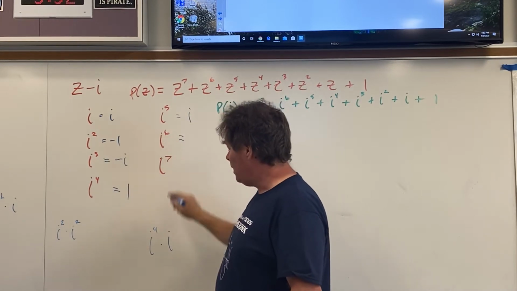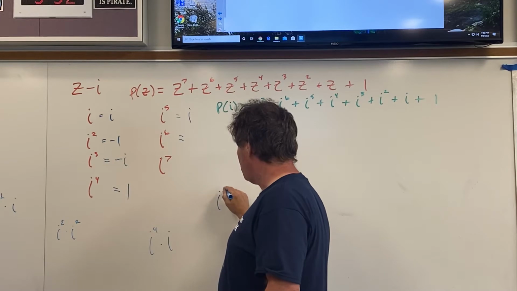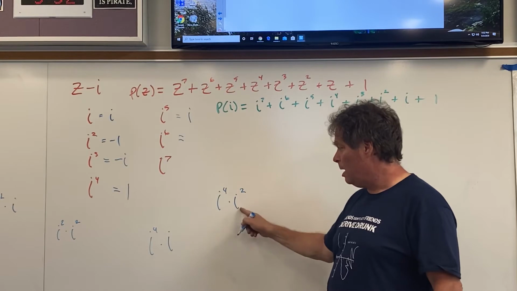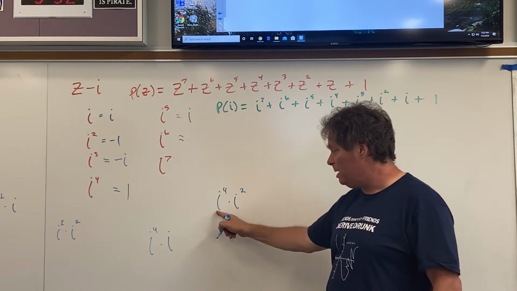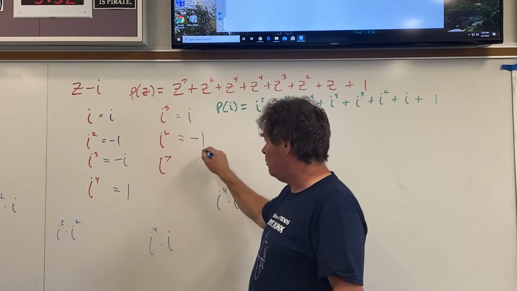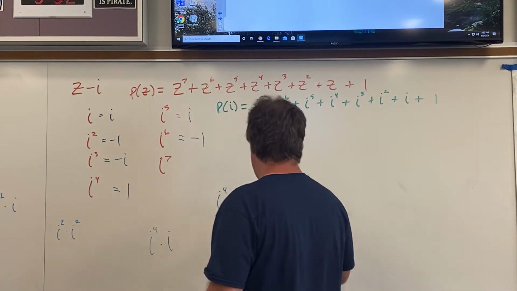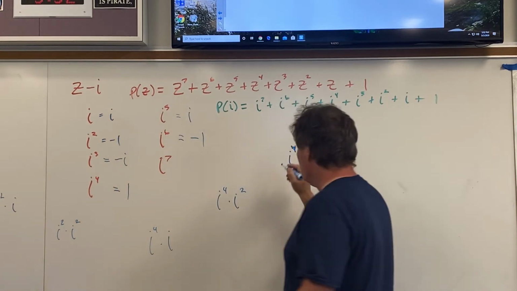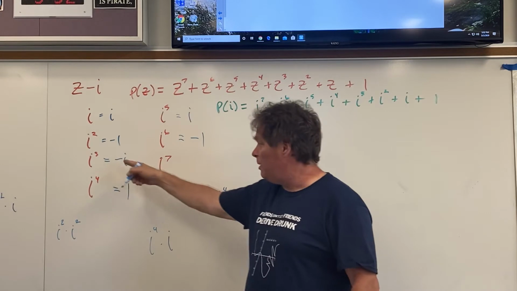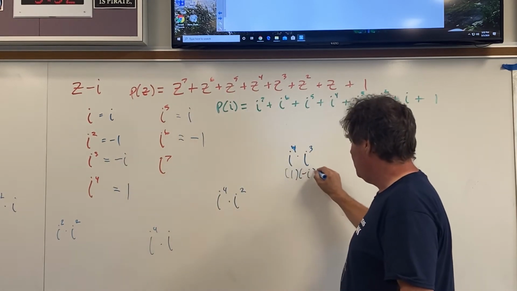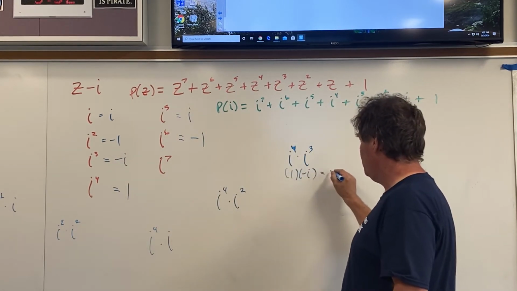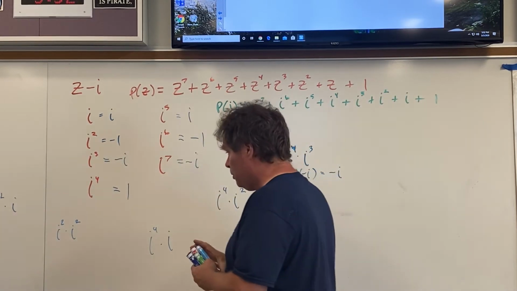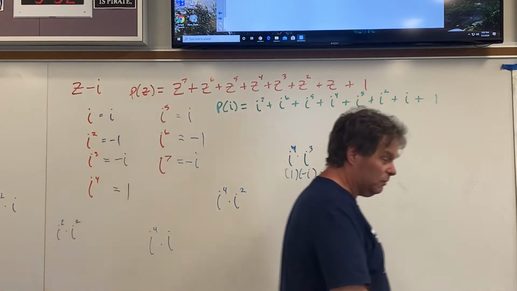Okay. What's i to the 6th? That's going to be i to the 4th times i to the 2nd. Well, i to the 4th is 1. i to the 2nd is -1. 1 times -1 is -1. And finally, i to the 7th is going to be i to the 4th times i to the 3rd. Well, i to the 4th is 1. i to the 3rd is -i. So it's 1 times -i, which is -i. So we just went through and figured out what i to all these powers are.